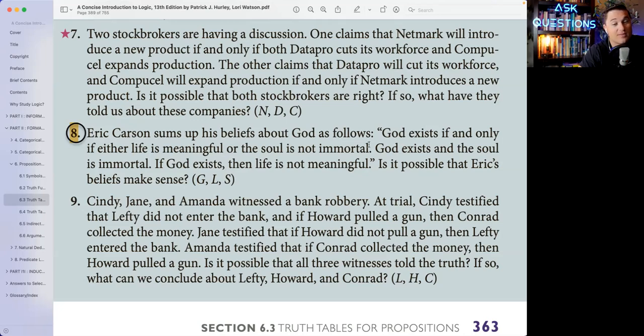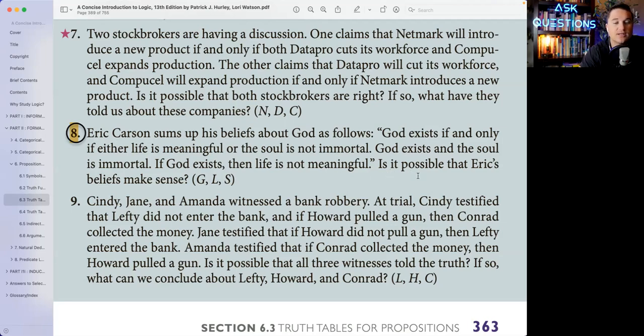So that's something that's going to get funny here, because if we take the first one for granted, then this first part of this and statement is going to entail, well, if the soul is immortal, that's going to negate this. So we better hope that life is meaningful, or we're going to get a contradiction. Okay, so statement 3 is, if God exists, then life is not meaningful. That's a strange statement, but that's the claim.